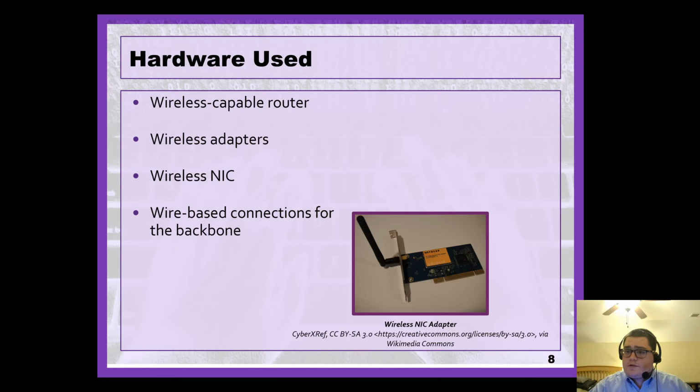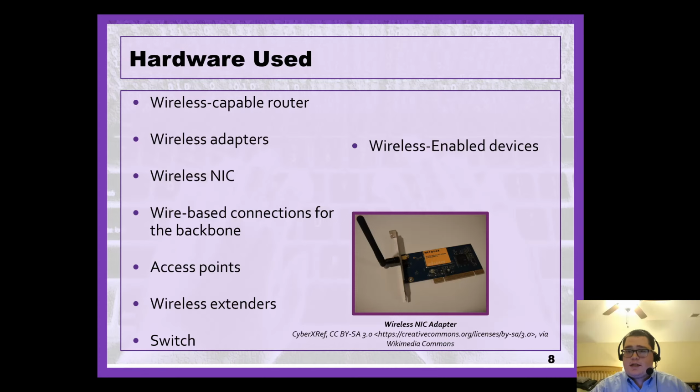Also, you need some form of wire-based backbone for connections to the internet and to the overall network. Access points and wireless extenders. These are both ways that the Wi-Fi network can be extended, and we'll go over in a slide or two the difference between these two. We also have switches, which are used in wired networks as well. Other wireless-enabled devices, wireless LAN controllers, and a firewall.